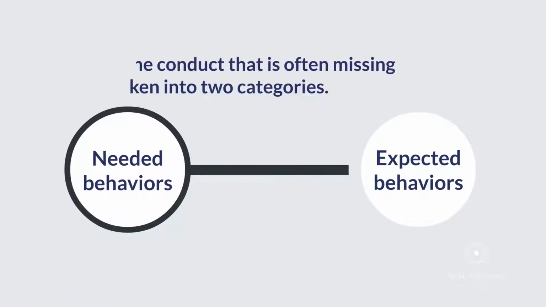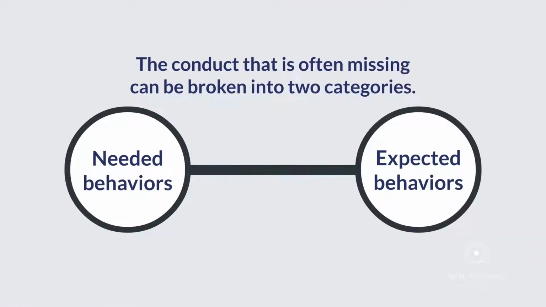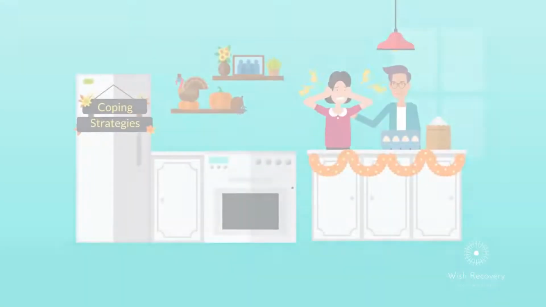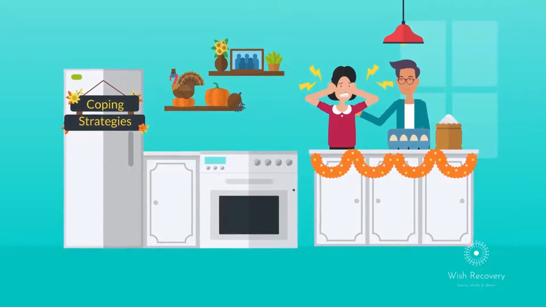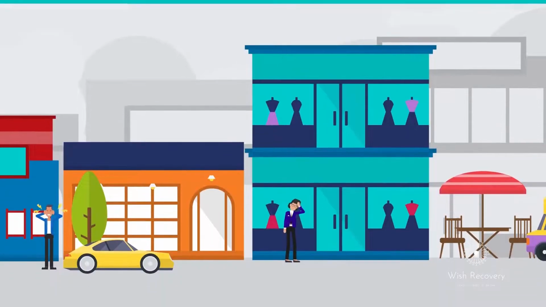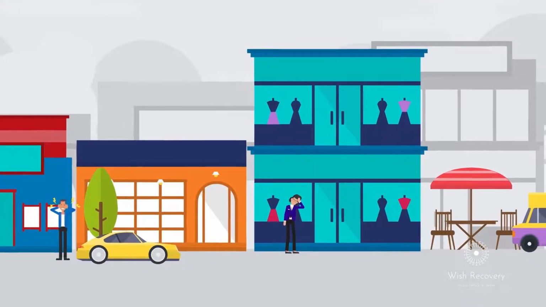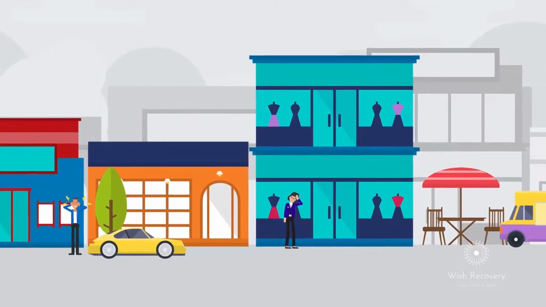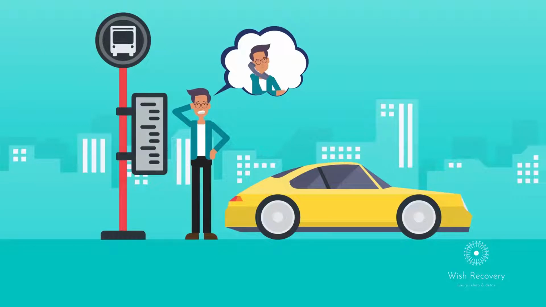The conduct that is often missing can be broken into 2 categories: needed behaviors and expected behaviors. Using coping strategies to calm oneself down after a stressful encounter is an example of a needed behavior. Alternatively, a needed action might mean addressing a specific issue, such as how will you make it work when you're out of gas and you have no bus fare.